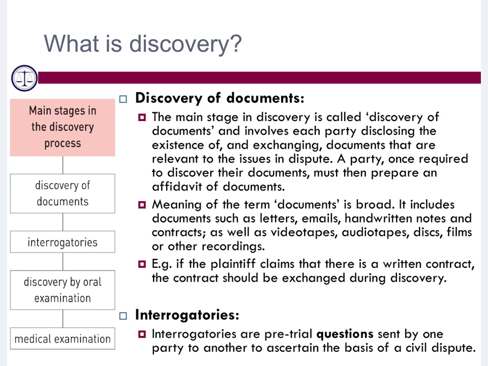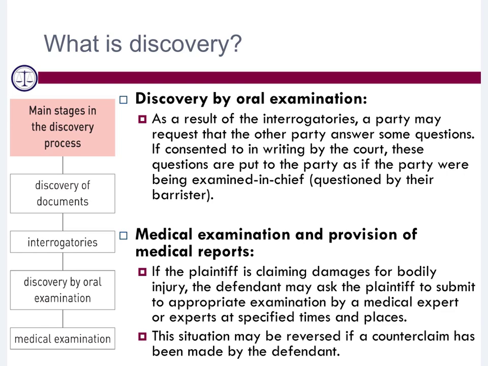Interrogatories are pretrial questions, usually written down, sent by one party to another in order for them to ascertain the basis of a dispute. In other words, the parties send each other written questions in order to find out more details. Depending on the answer to the interrogatories, a party might request that the other party answer some questions for them. This is called discovery by oral examination. If the court consents, these questions are then put to the party as if they were being examined in chief, or questioned by their barrister.